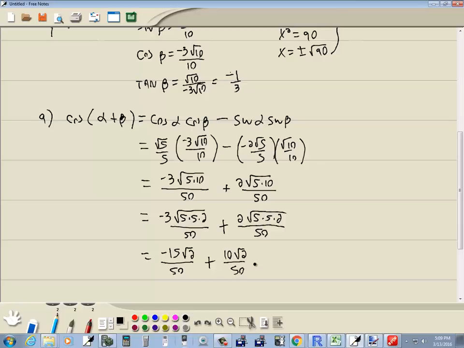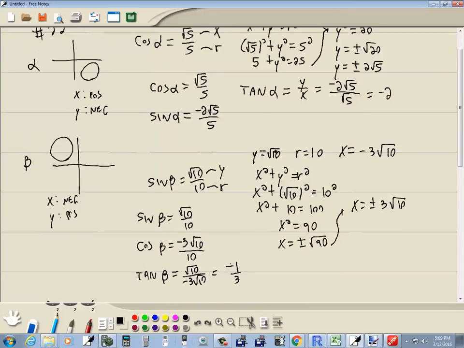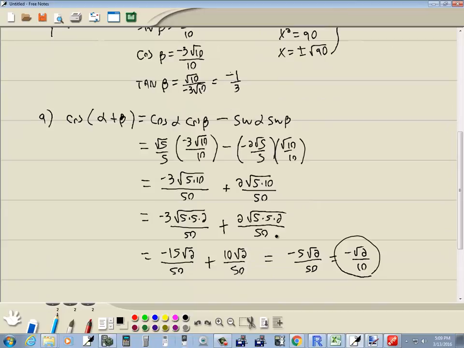Now, since they have the same denominator, I can combine together the top parts, and these actually will combine together and give us negative 5 square root of 2 over 50, which simplifies to negative square root of 2 over 10. Now that's the idea behind all of these. Now that you found all these items up here, you just have to plug in the appropriate formula. Let me clear that off and show where the tangent ones.